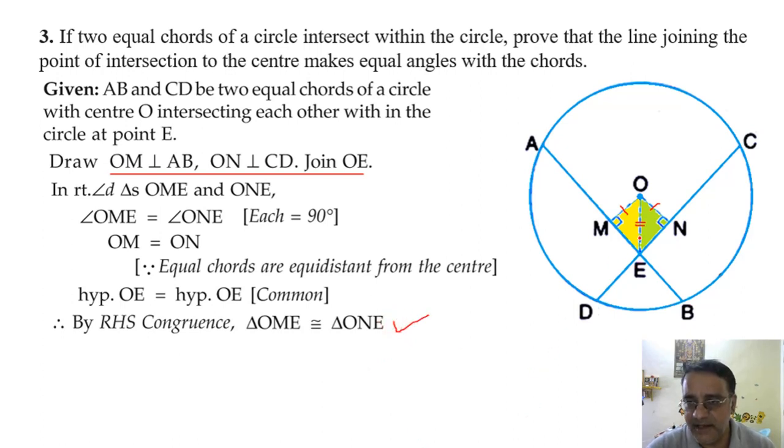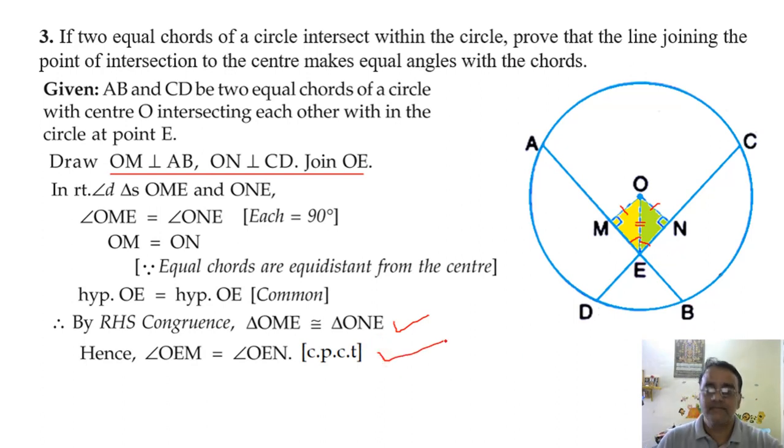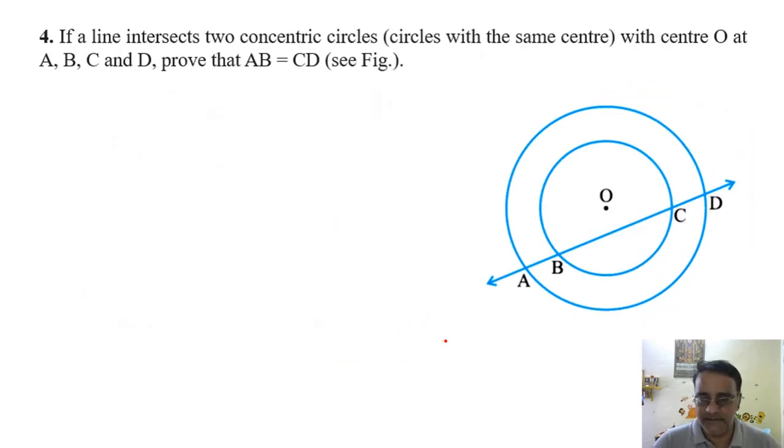Now this will imply these two angles are equal. Why? CPCT. यही प्रूफ करना था. देखो, the line joining the point of intersection to the center, मतलब OE, makes equal angles with the chords. मतलब ये दोनों angles को equal प्रूफ करना था. So third question over. Any doubt in the third question? Okay, now we'll move towards the fourth question.